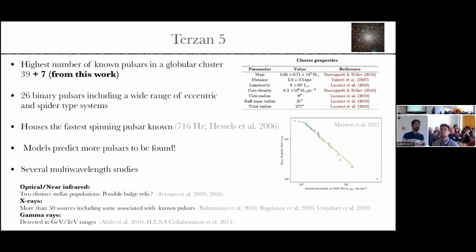Keeping with the theme of this workshop, I also thought I'll quickly motivate the different studies that have happened in different wavelengths. Optical and near-infrared studies have shown that there are two different types of stellar populations and possibly two episodes of starbursts, which complies with the fact that we find so many pulsars. We also have a lot of associations of known pulsars in X-rays, and apart from that, we also have detections in gamma rays. So this is an excellent cluster to search for pulsars.